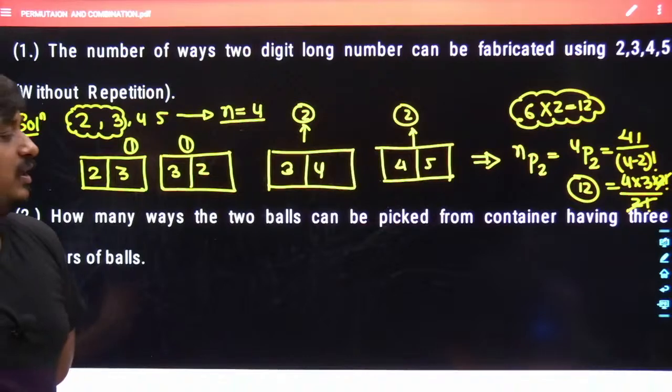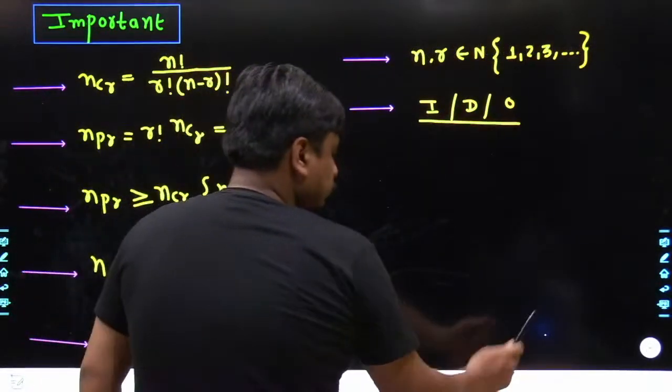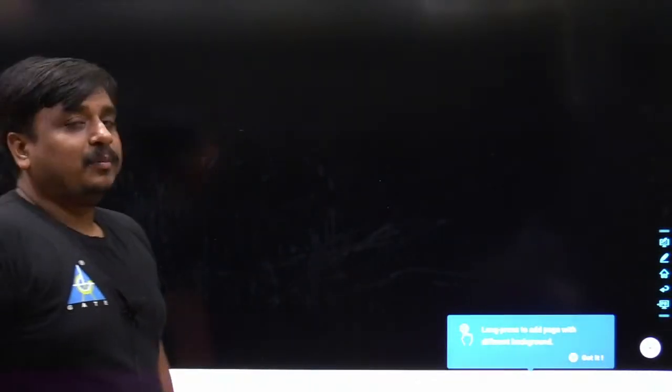Agreed? So in the same sequence, what we are going to do, let me go back into the working board. Yes? Now let me take another scenario.